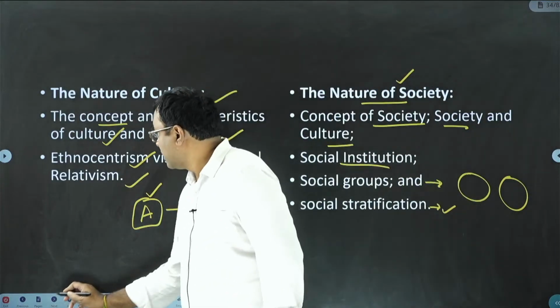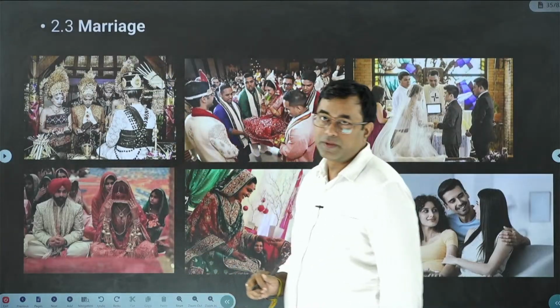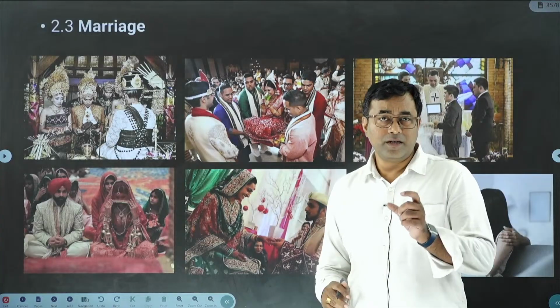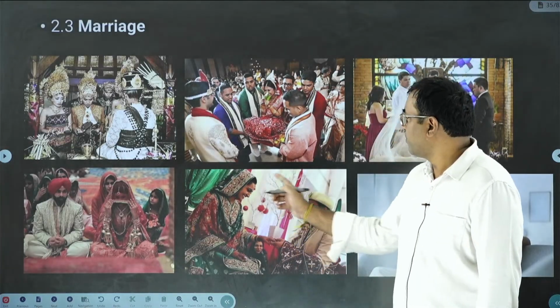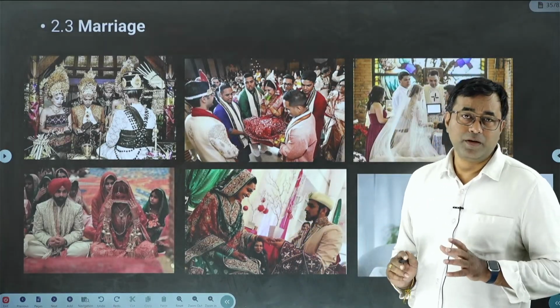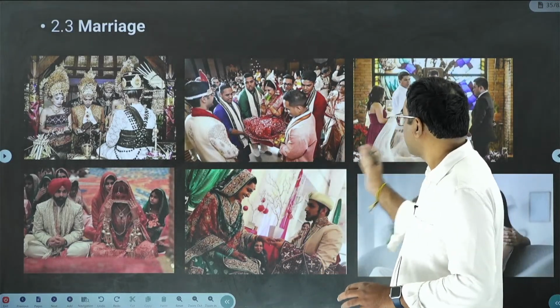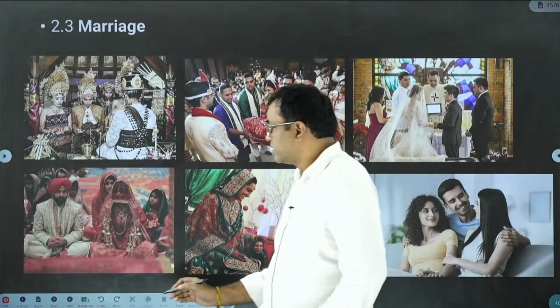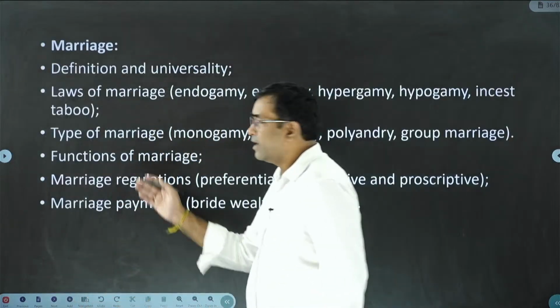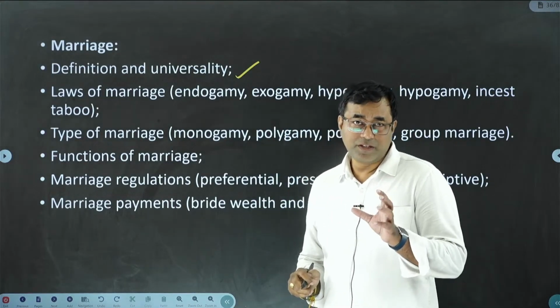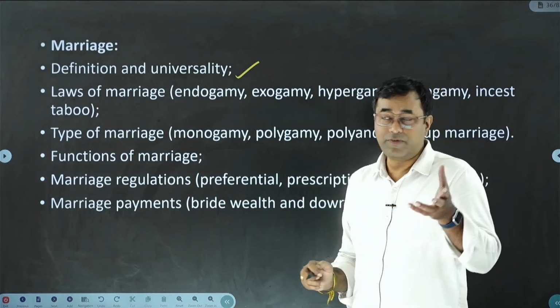Next one is marriage. Wherever you go, in different types of societies and cultures, you can find that one of the practices followed by the people is marriage. You can see different types of marriages here. In this marriage, what they have mentioned is whether this particular marriage concept is universally applied or not. That is the first concept.